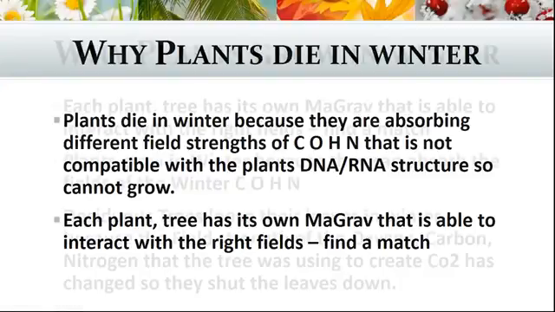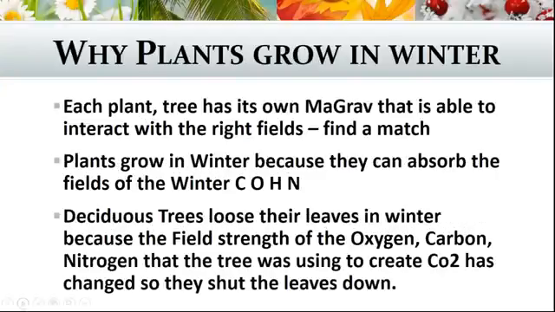Plants growing in winter, as we say, each plant or tree has its own Magravs, and needs to interact with the right fields. So your plants that are able to grow in winter is because their structure and internal structure of the plant allows them to absorb and use the fields of the winter carbon, oxygen, hydrogen, and nitrogen to create their amino acids. And as I said, the deciduous trees lose their leaves because the field strength coming in is no match for what they need, and so the leaves shut down and drop off, and then the plant just goes into a nice long sleep during the winter time because they cannot create the food that they need.